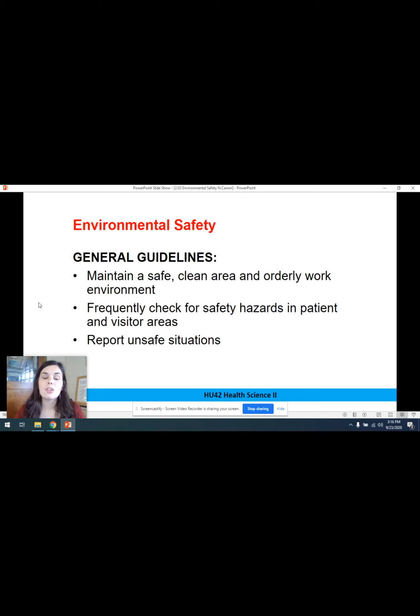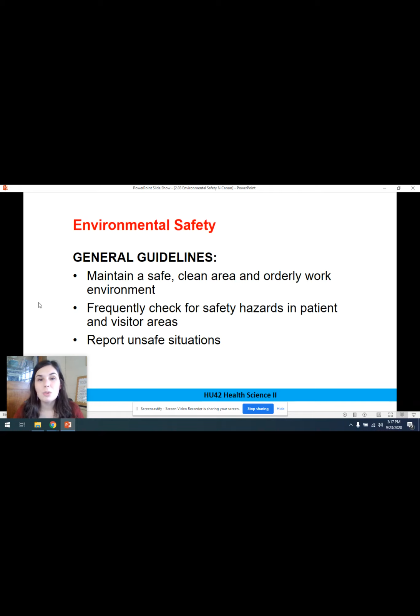Other general guidelines are to make sure that you maintain a safe, clean area and orderly work environment. The cleaner you keep your area, the safer it's going to be. And if you see something that doesn't look right or looks like it could be a potential hazard, it's always okay to go ahead and call EVS or call your supervisor and see if you can get that taken care of. Frequently check for safety hazards in patient and visitor areas.